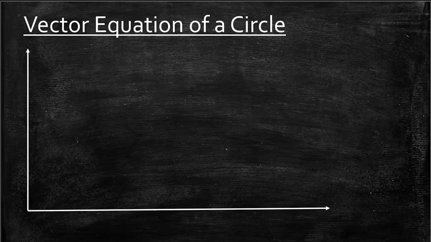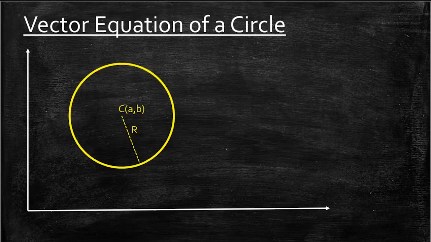Hi guys, in this video we're going to be looking at the vector equation of a circle. So obviously we need to have a circle, we need to know its center, and I've given this circle the center with coordinates (a, b), and I've given it a radius of capital R, just to distinguish between the radius of the circle and the position vector r that we've been looking at so far.